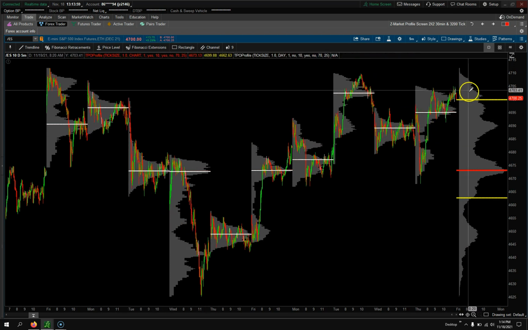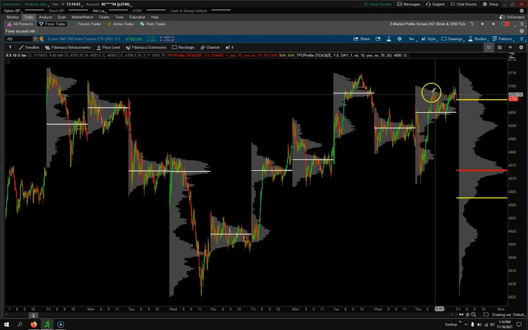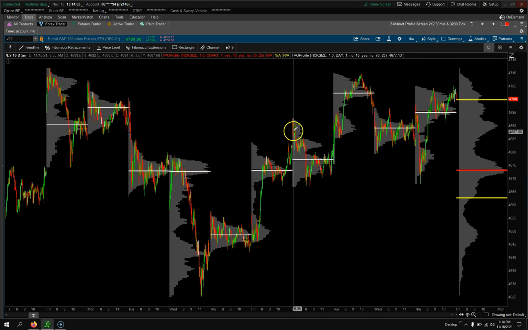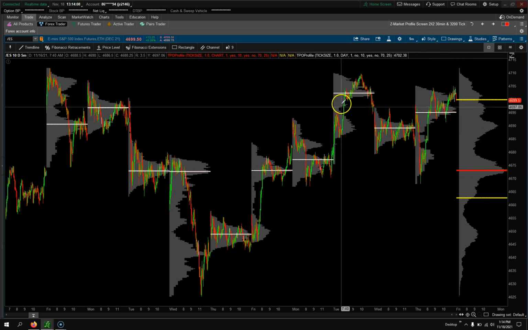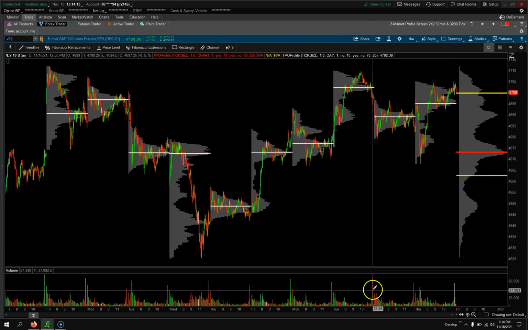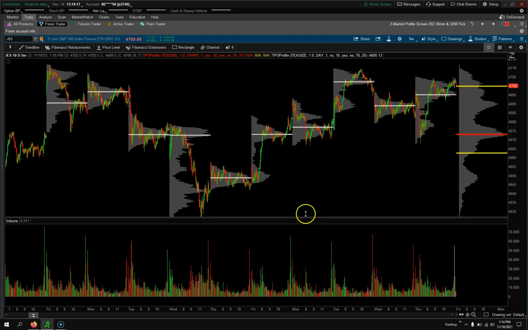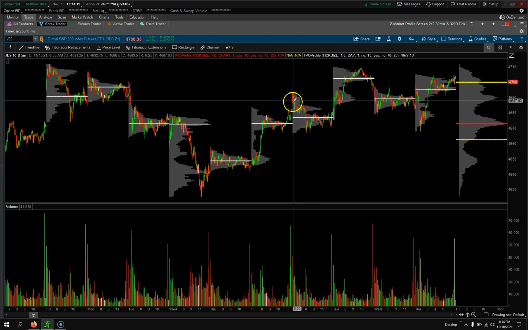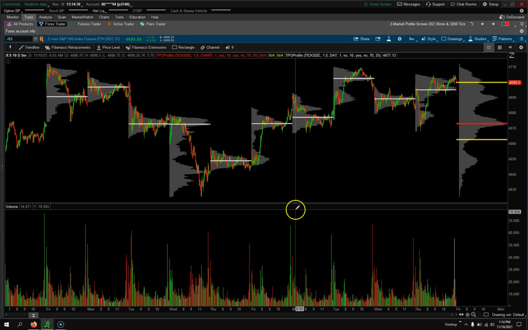But in addition, you actually have all this gray area here, and this gray area is volume. This is what market profile is. Normally we're so used to volume being down here, based on each candle. So if during one 5-minute candle a ton of volume comes in, you're going to see a big volume spike.